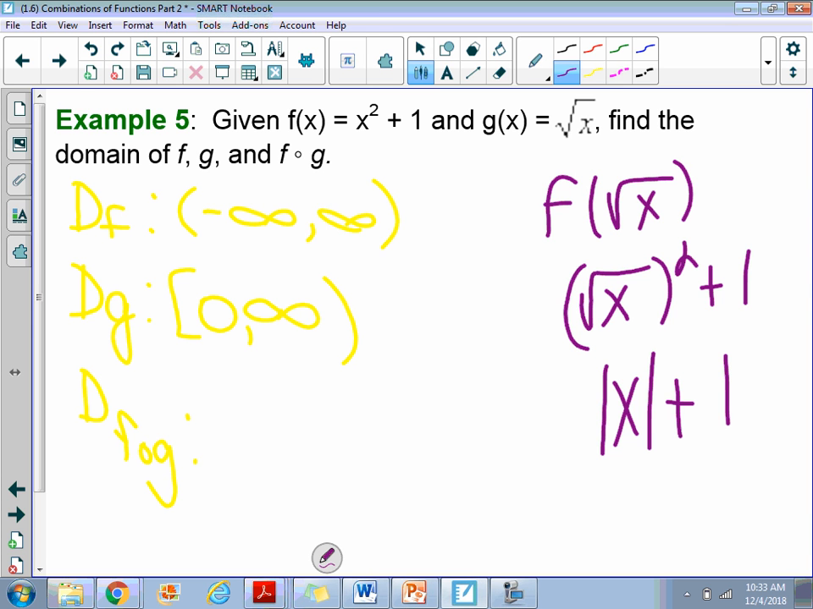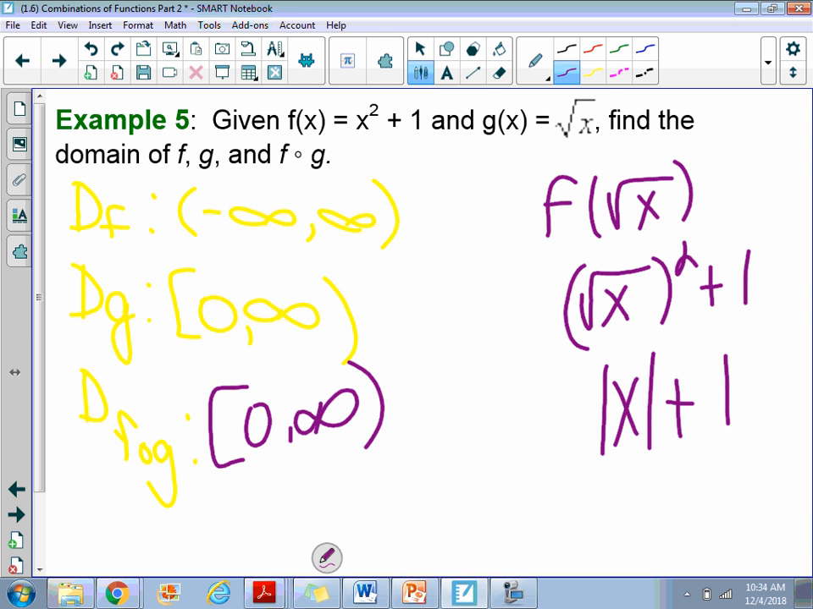However, what do we have to plug in first? This. So what would be my final domain for my function? 0 to infinity. All right, and that's why you have to look at it.